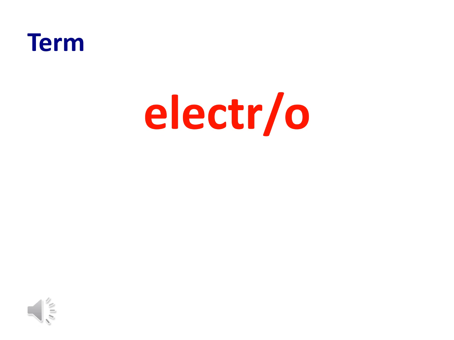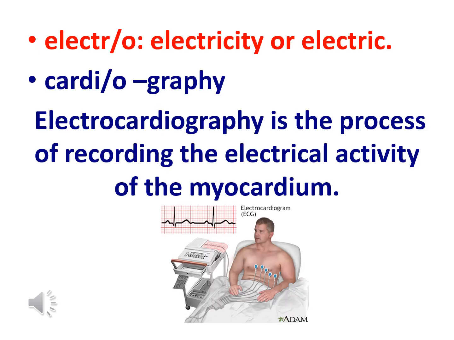Electro is? Electro denotes electricity or electric. For example, electrocardiography. Electro combines with cardi/ography. It means the process of recording the electrical activity of the myocardium.